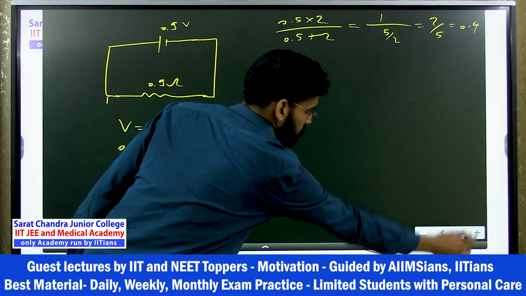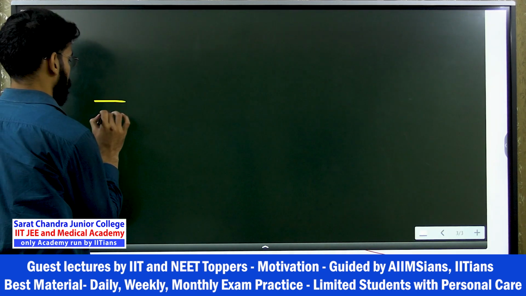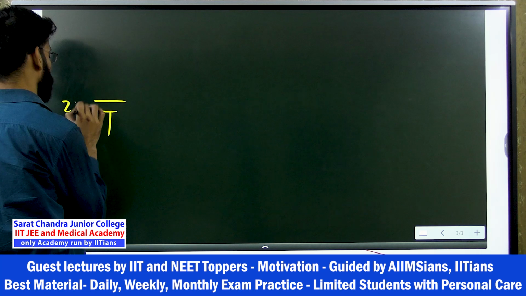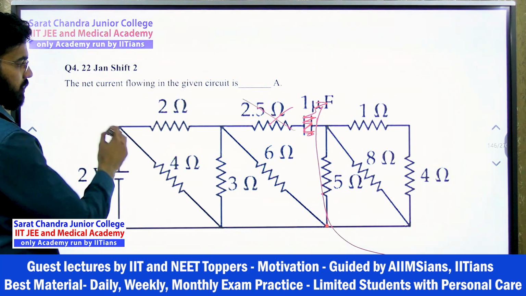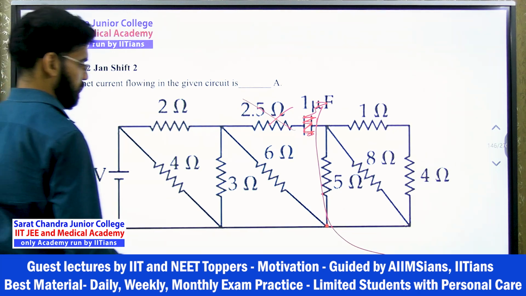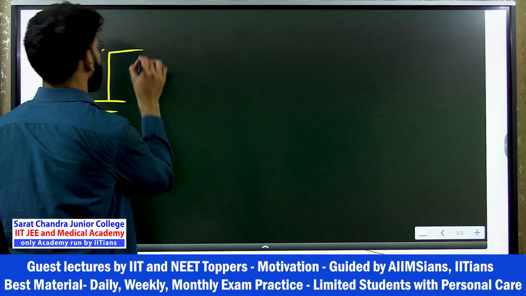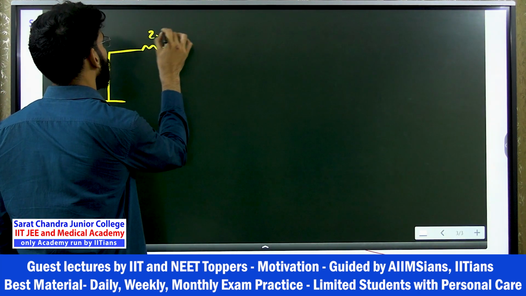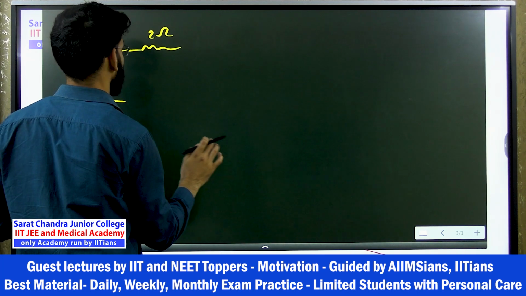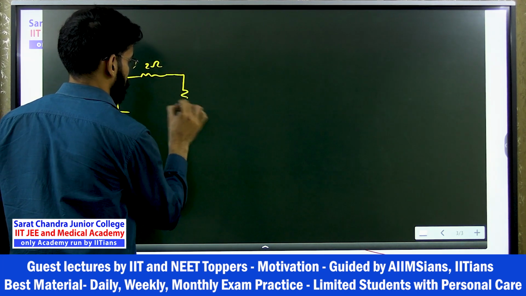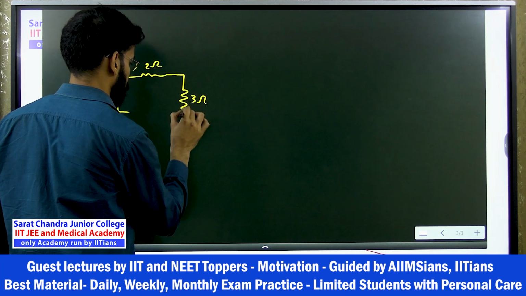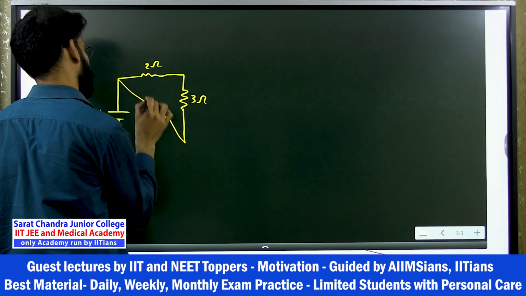You have what is remaining there. A 2 volt battery is remaining. Okay, and then after here 2 ohm, 3, 4. So here we have 2 ohm resistance, then we have here 3 ohm, and then we have here 4 ohm.